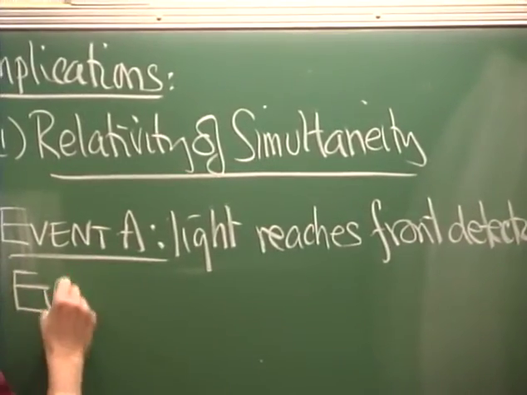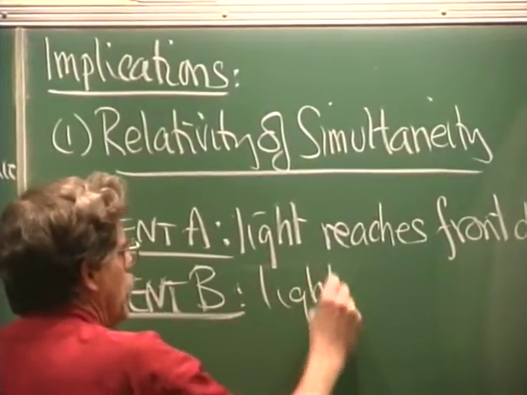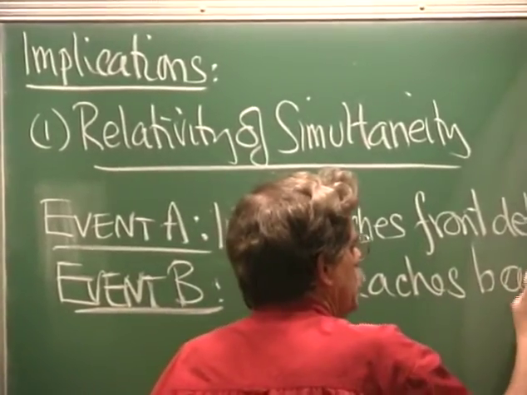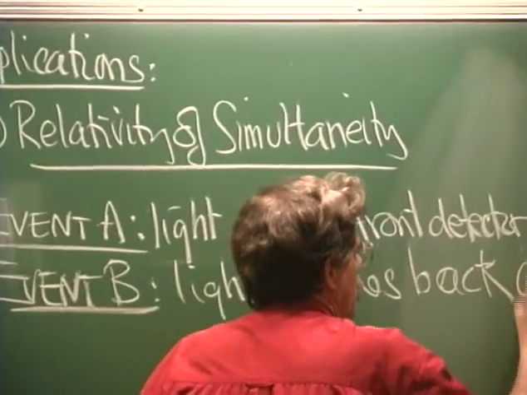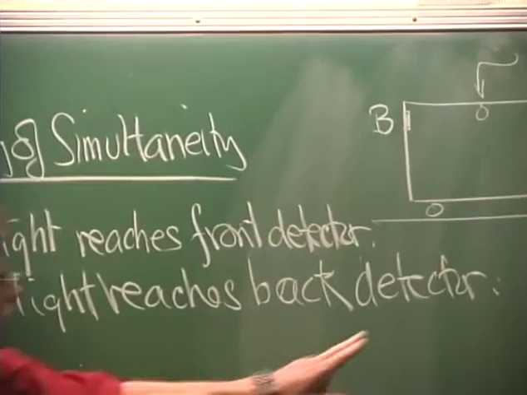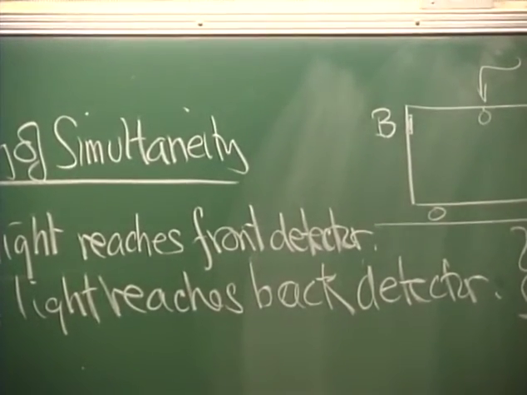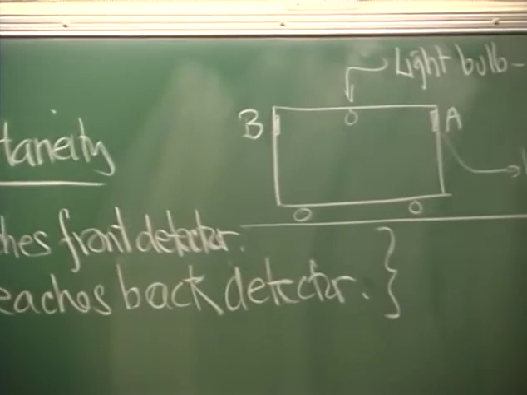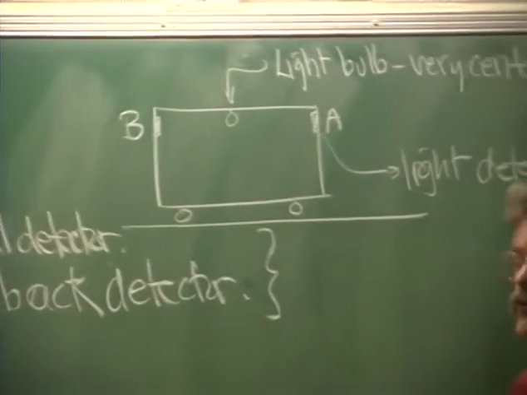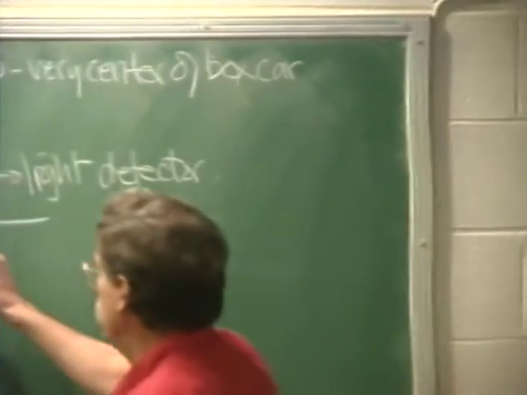And event B is light reaches back. Question, which happens first? Well, it's a stupid question. I built this thing with the light bulb in the very center. Light travels out at the same speed in both directions, got the same distance to go to both of them. So they must happen at the same time, which is to say simultaneously.